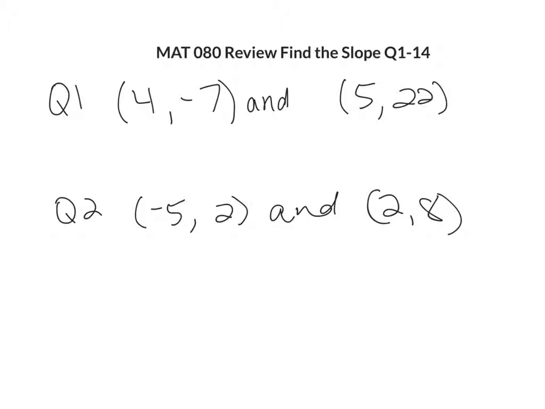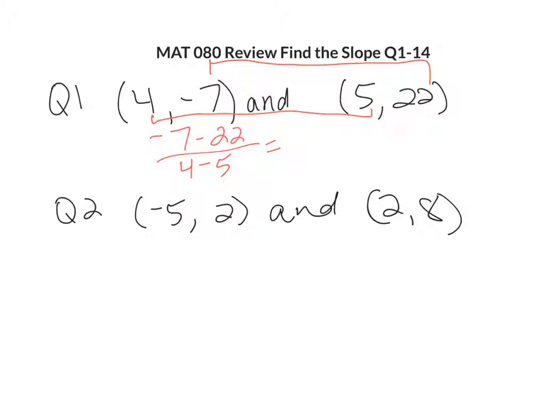So I'm going to take -7 minus 22 over the x's, which would be 4 minus 5. -7 minus 22 is -29, and 4 minus 5 is -1. -29 divided by -1 is +29.